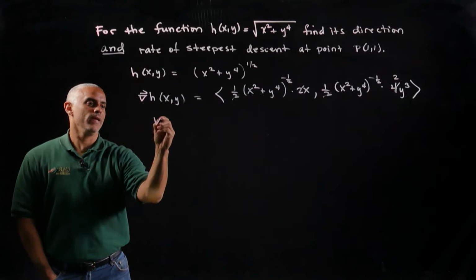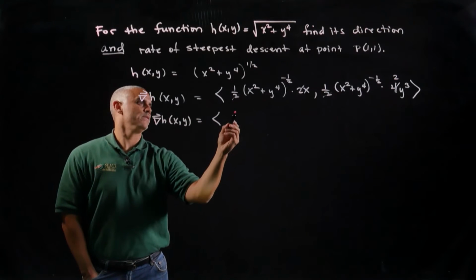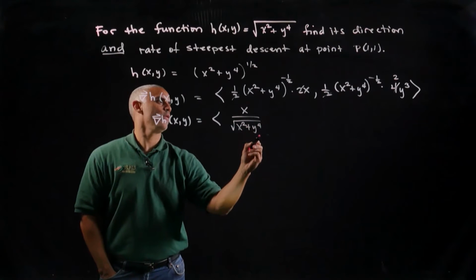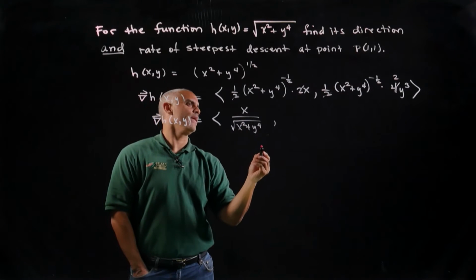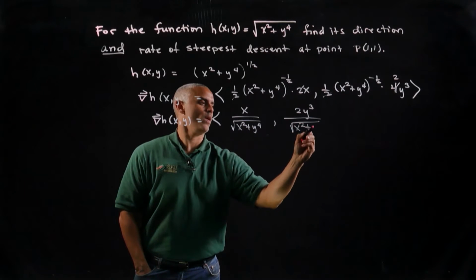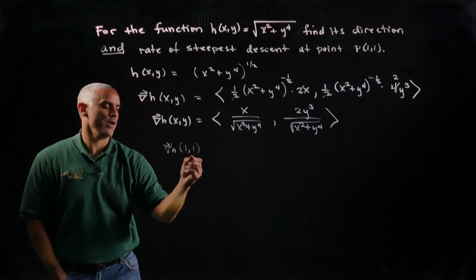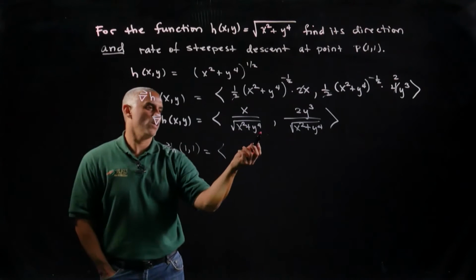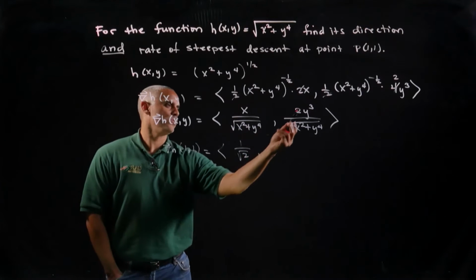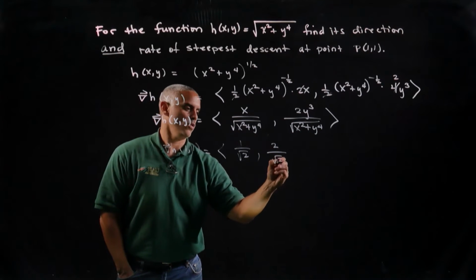So let's go ahead and simplify the gradient of h at all x, y. I could write this as x over the root of x squared plus y to the fourth, comma, here I have a 2y cubed over the root of x squared plus y to the fourth. And if I calculate the gradient of h at my point (1, 1), everywhere I see an x, I'll plug in a 1. When I see a y, I'll plug in a 1. This will give me 1 over root 2, comma, 2 times 1, or 2 over, and again, 1 plus 1 is 2, another root 2.